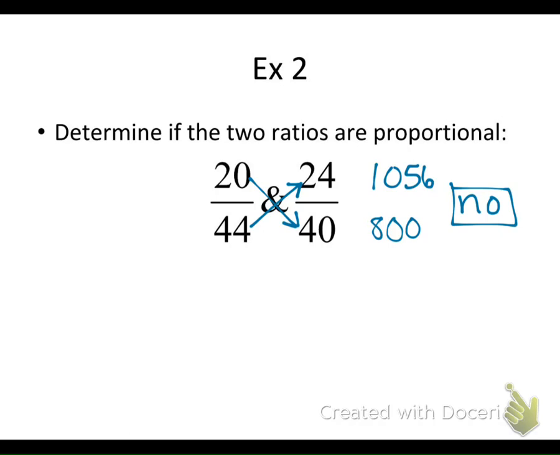Okay? We've got to put a note. You don't just have to put no, you have to show me why it's no. So let's say you chose to change them to a decimal. Well, you'd have the two different decimal numbers to show that they're not equal. They're not the same.